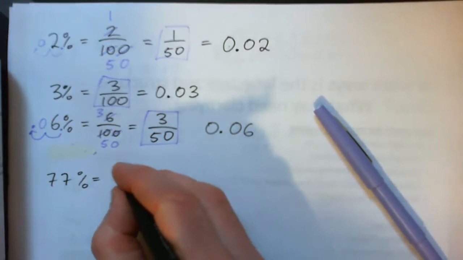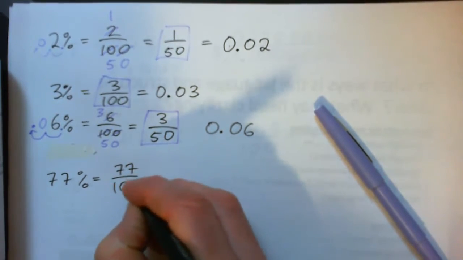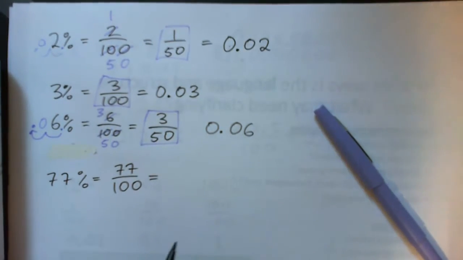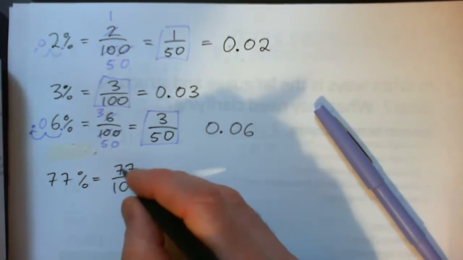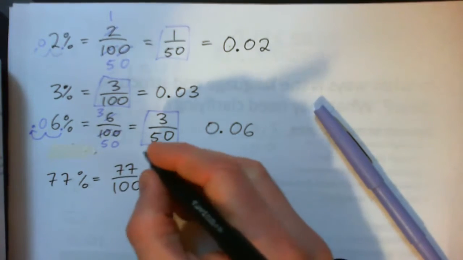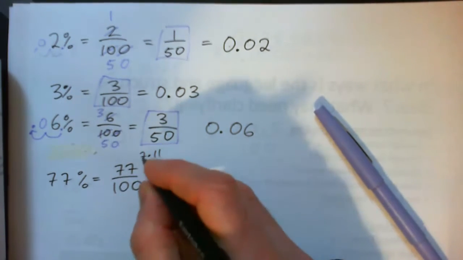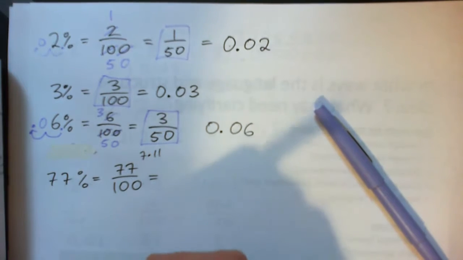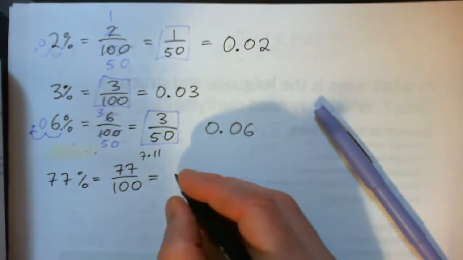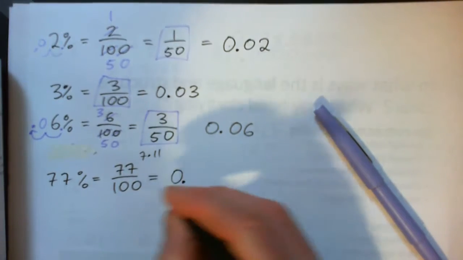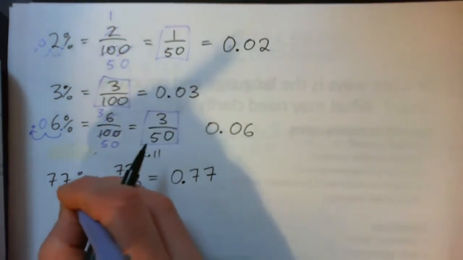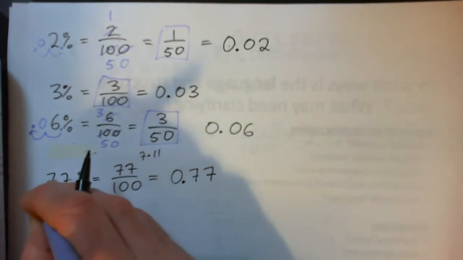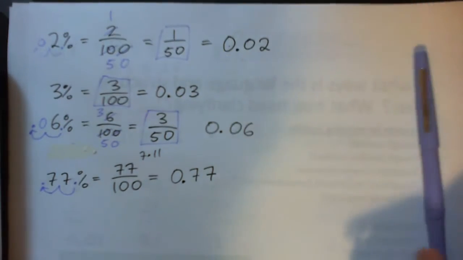So 12%, and I should have made room for that, sorry, but I'll just put that down here. But we'll do 77% first. 77% is 77/100, right? And can we simplify that anymore? Nope, because 77 is 7 times 11. 7 doesn't go into 100, and 11 also does not go into 100. So we can't simplify it anymore. And so that's 77/100, or 0.77, right? And again, you can take this decimal point and move it 2 spots to the left and it becomes 0.77, right?